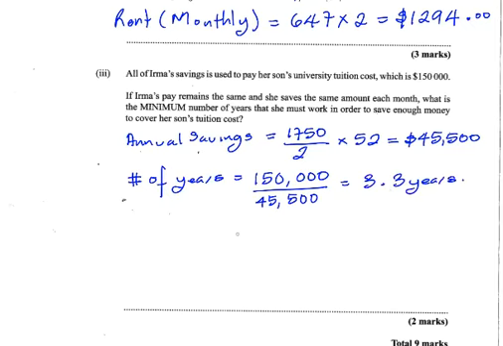So we could say that she has to work a minimum of 4 years. Since we're looking at the number of years as a whole, she has to work a minimum of 4 years in order to cover her son's tuition of $150,000.